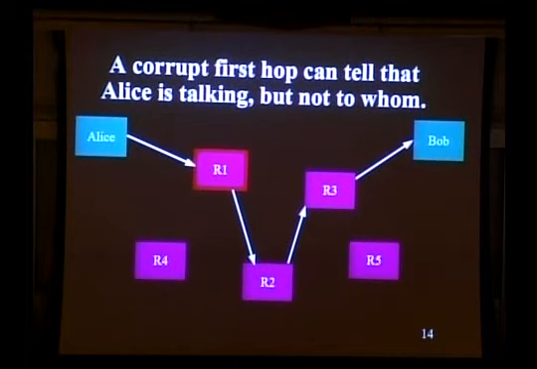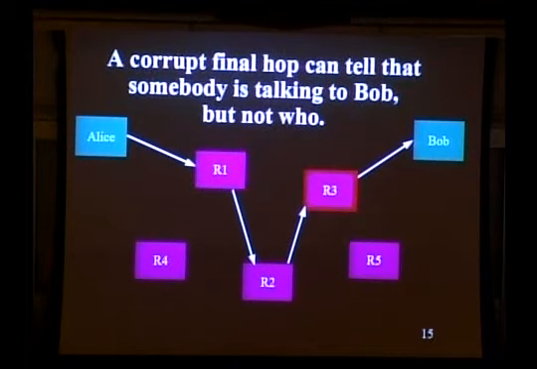He just doesn't know what she's doing. And if Bob is bad, if R3 is bad, he knows somebody's talking to Bob, but he doesn't know who. And if they're both bad, if somebody is watching connections into the Tor network and connections out of the Tor network, then we're screwed. That's too tough for us to deal with. But at least we're raising the bar.